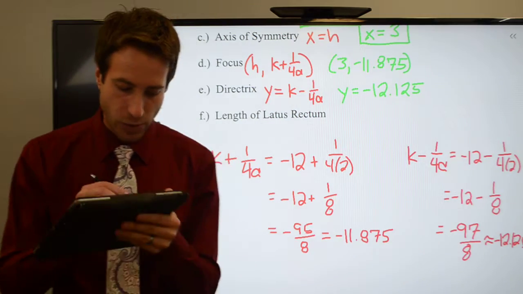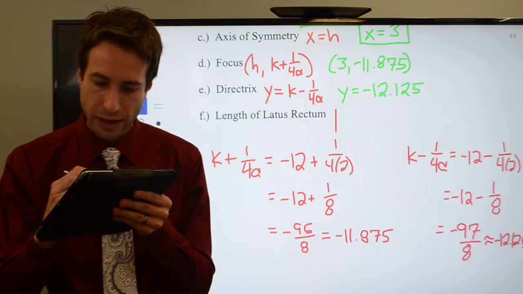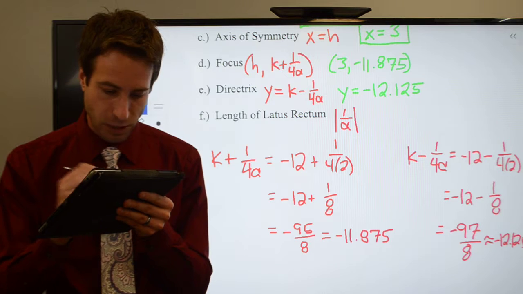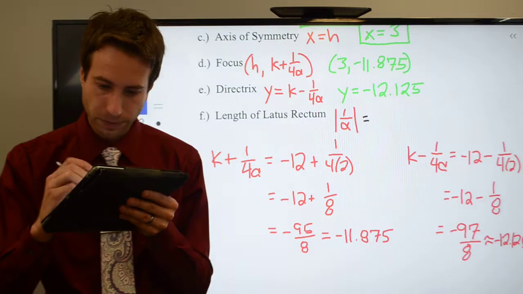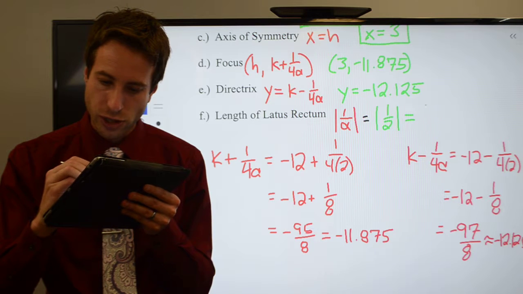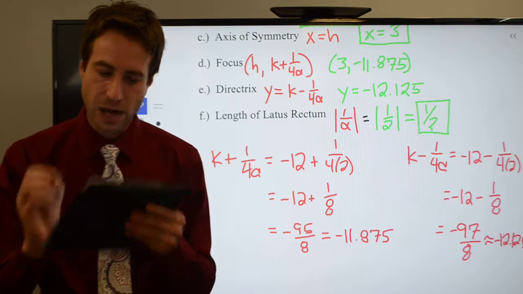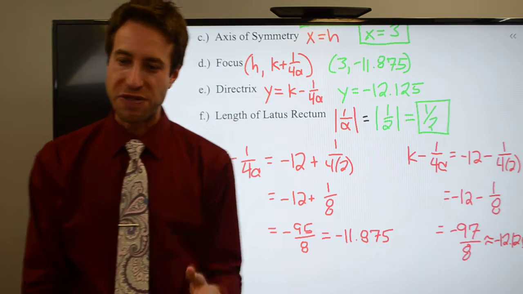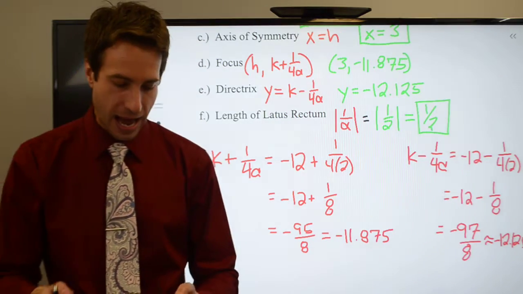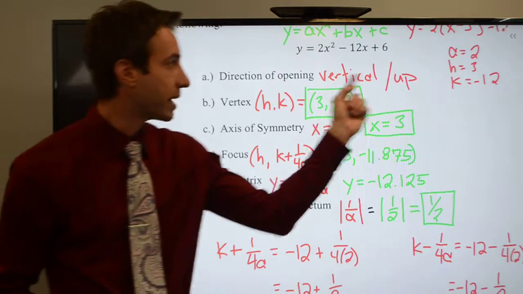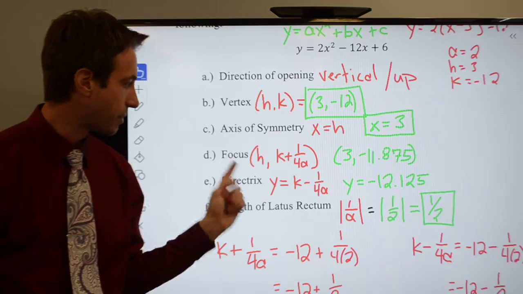Then the length of the latus rectum is given to you by the absolute value of 1 over A, which of course is just going to be equal to the absolute value of 1 over 2, which is just 1/2. And so that answers all of the questions that I have given you for this particular parabola. I asked you for everything on that sheet. Direction of opening, it's vertical and up. Vertex, axis of symmetry, focus, directrix.